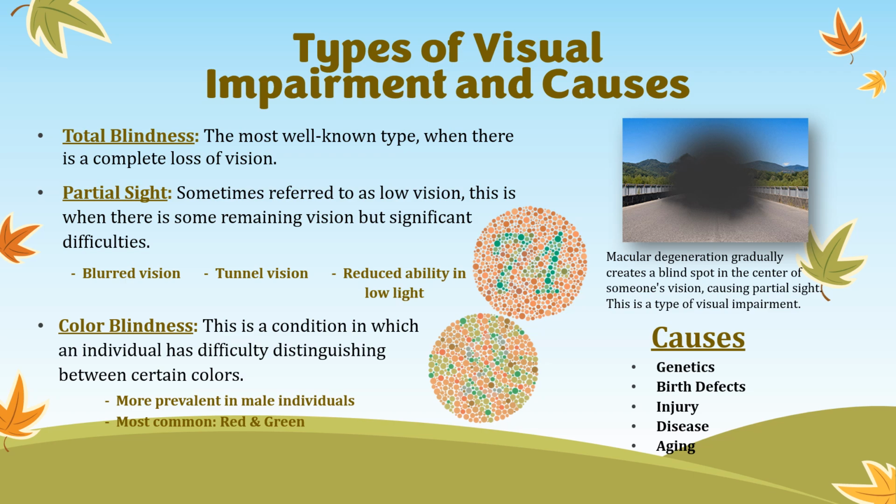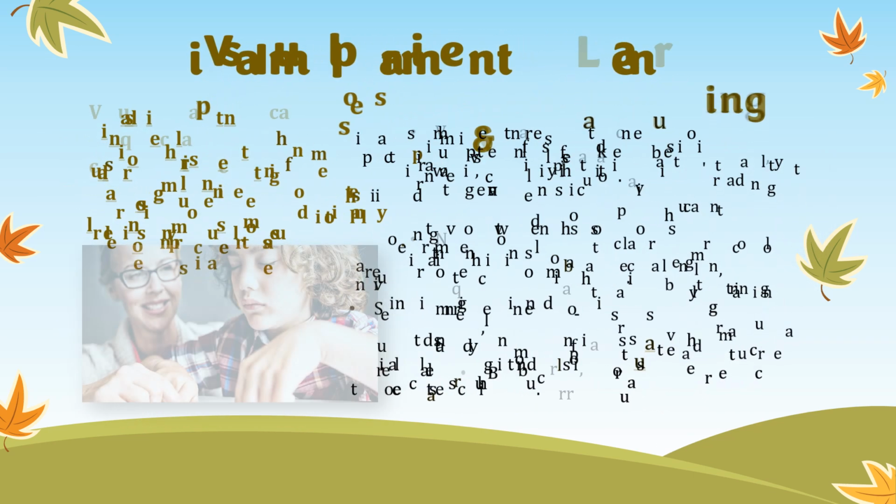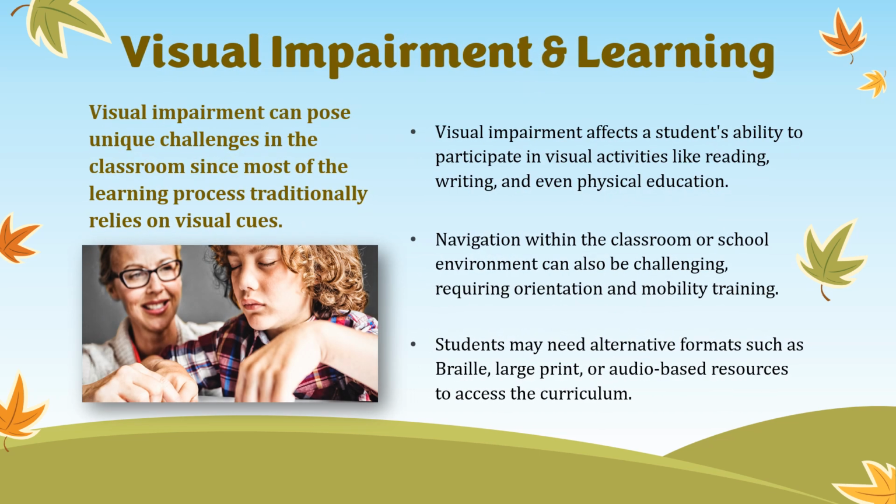Visual impairment and learning. This can pose unique challenges in the classroom since most of the learning process traditionally relies on visual cues. Visual impairment affects a student's ability to participate in visual activities like reading, writing, and physical education. Navigating the classroom or school environment can be very challenging to the students and requires orientation and mobility training. Students might need alternative formats such as Braille, large print, or audio-based resources to access the curriculum.